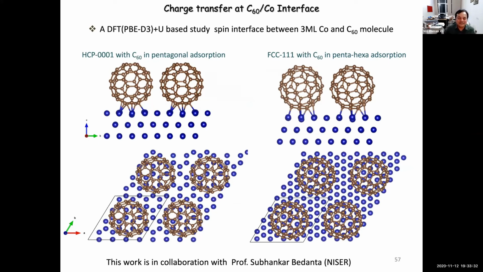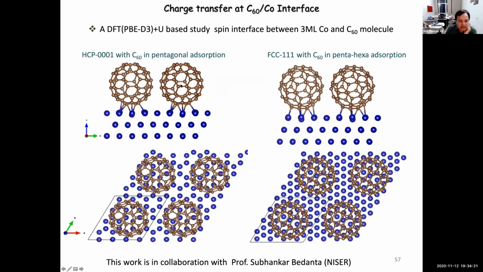Okay, so in that work, they have deposited a C60 molecule on cobalt and are trying to understand how this interface changes the magnetic texture of the material. That's what we are trying to understand here. So we have investigated the two most probable surfaces, and then we tried to understand how these interfaces are constructed.